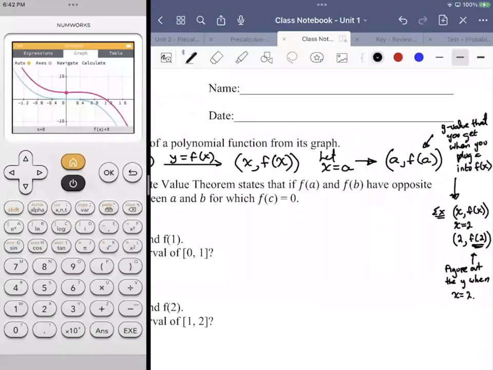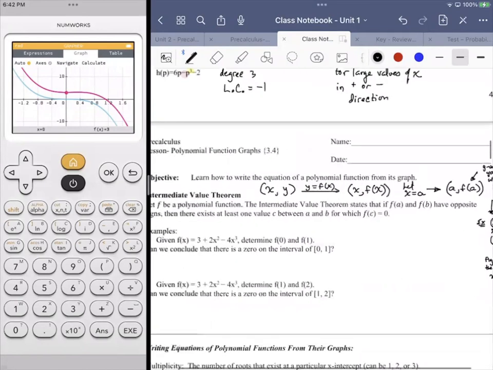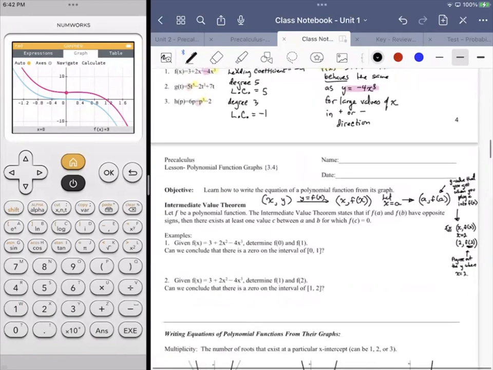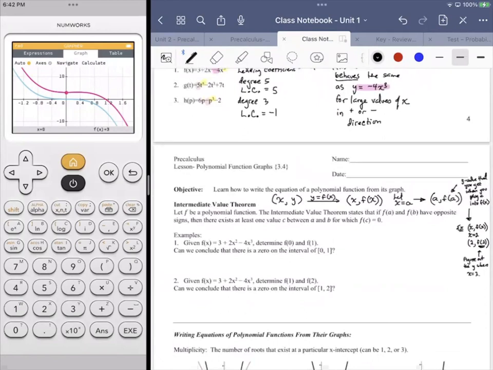But what this is telling us is that when I see something like f of a or b, f of anything, it's just saying figure out what that y value is. Now, it might not be that simple if it's a complicated equation, or a function, but it should be something that at least gets you pointed in the right direction. All right. So for the first example here, given the function 3 plus 2x squared minus 4x cubed, determine f of 0 and f of 1. All right, that's along the lines of what I'm saying.